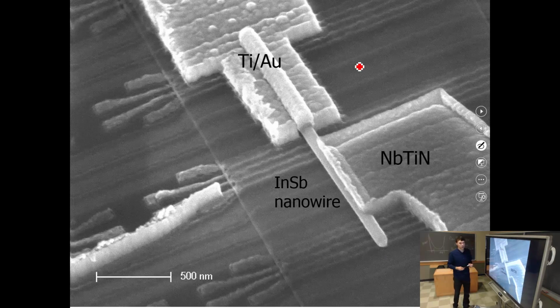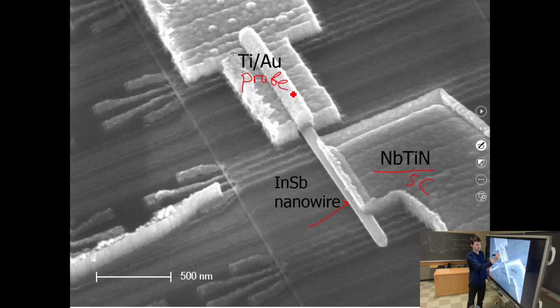So now this is a full device where experiments were done. It has already many ingredients that you can recognize. Here is a nanowire. Here is a superconductor lying on top of the nanowire. This contact here is a probe. So this is the normal metal from which we're going to launch our Andreev tunneling into the superconductor to check if there are Majorana fermions there or not.